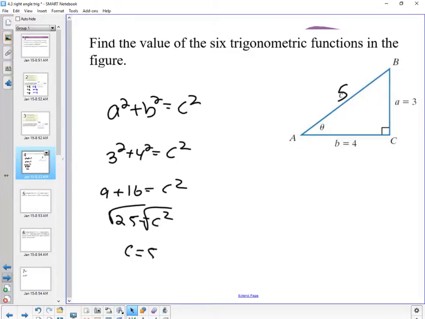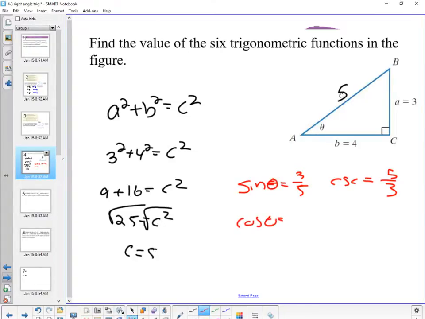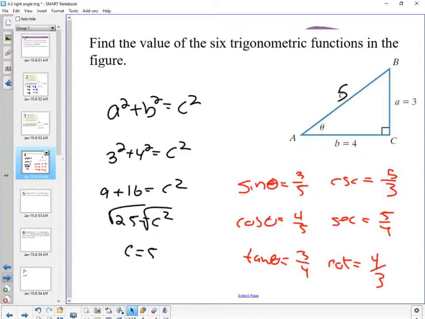Okay? So are you guys okay with this problem? Everyone okay with C being 5? Yes. So once we know that it's 5, then I can say, okay, sine of theta, opposite over hypotenuse, is 3/5, which means that the cosecant is 5/3. Cosine of theta, adjacent over hypotenuse, is 4/5. That means that the secant is 5/4. And then I want tangent of theta, which is opposite over adjacent, so 3/4, which means that cotangent is 4/3, and there's all 6 of them, without ever having to know what theta was.